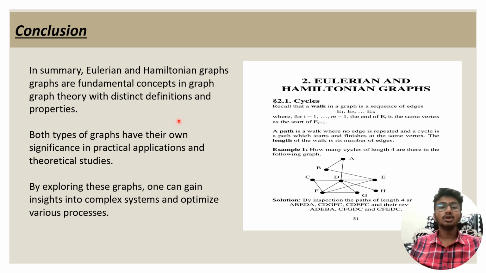Coming to the conclusion, in summary, Eulerian and Hamiltonian graphs are fundamental concepts in graph theory with distinct definitions and properties. Both types of graphs have their own significance in practical applications and theoretical studies. By exploring these graphs, one can gain insights into complex systems and optimize various processes. You can also see some about cycles and paths and examples.